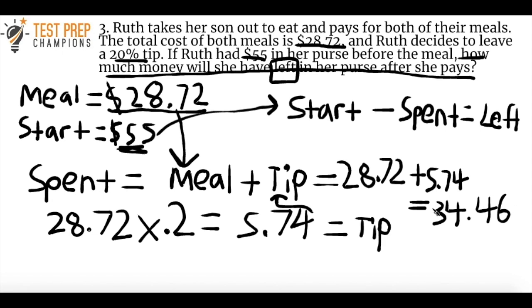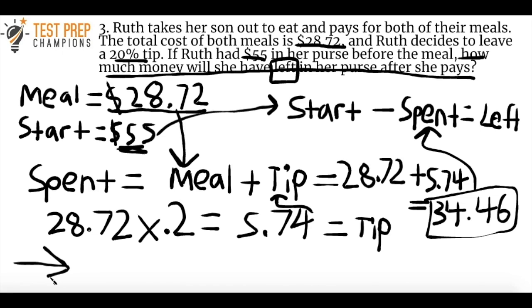So now that we know that the amount spent is 34.46, we can just go back up and do our first equation here, and we can plug that into our equation here. So we know that the amount at the start was $55, and we know that the amount spent was $34.46, so we just subtract them. So let me do the final work for this question down here. I'm going to draw a bigger arrow down here.